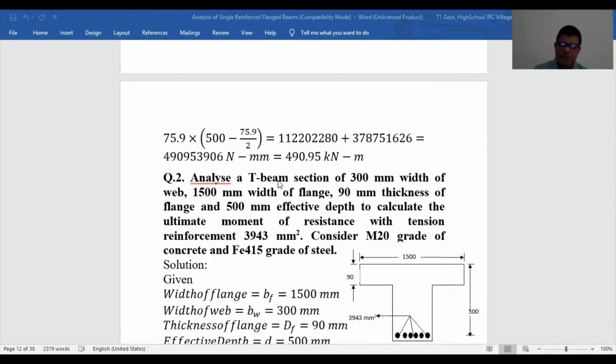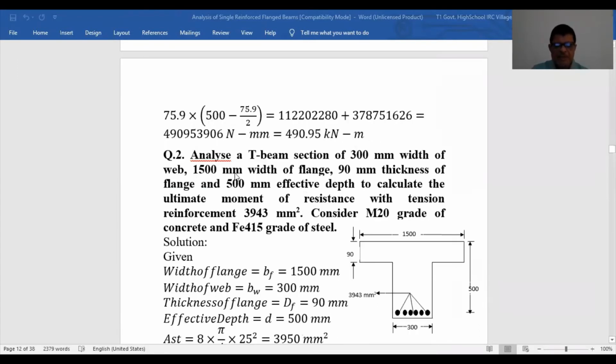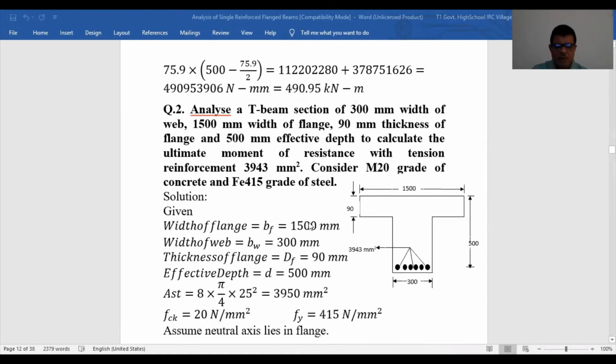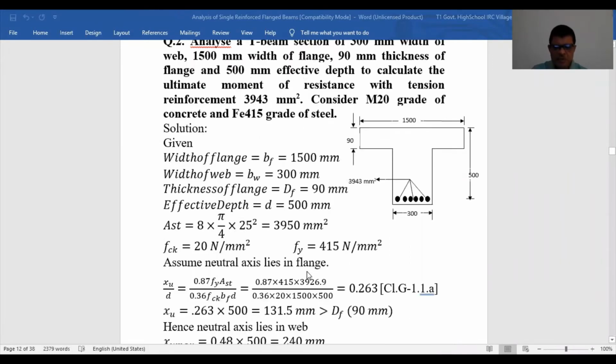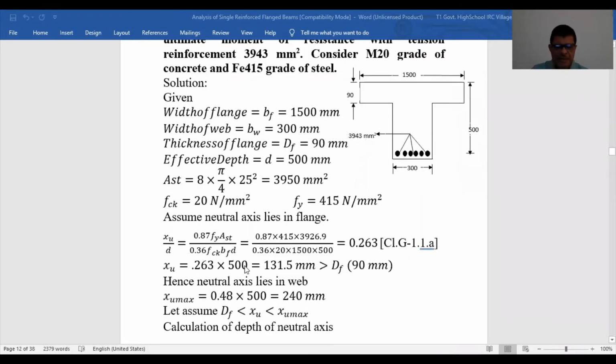Now see the second problem. In the second problem, the area of steel is given as 3943 millimeter square. I think all other things remain the same as for the last problem. So you have to calculate the same thing. This is given 3943, 3950 it is coming. So now you can calculate the value of xu by d, and you see whether this value is less than Df or more than Df.